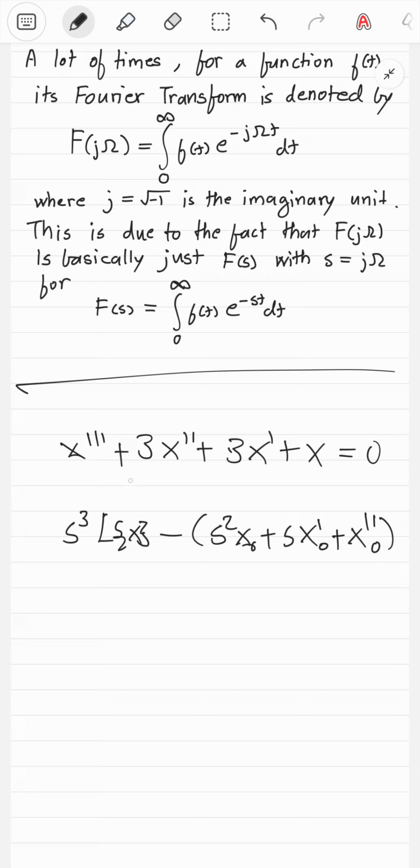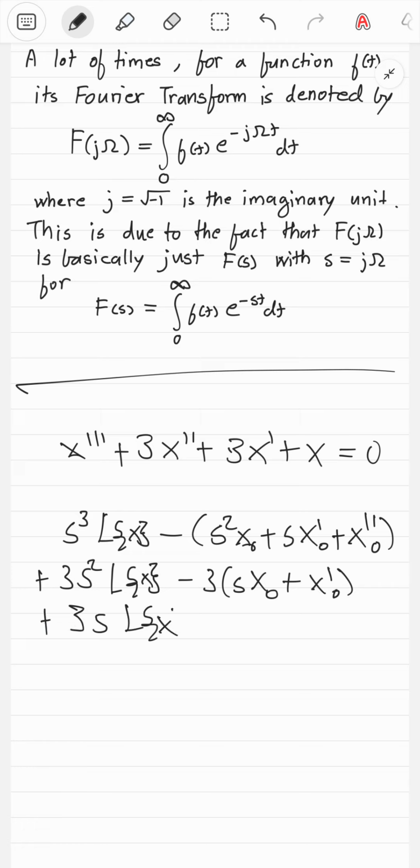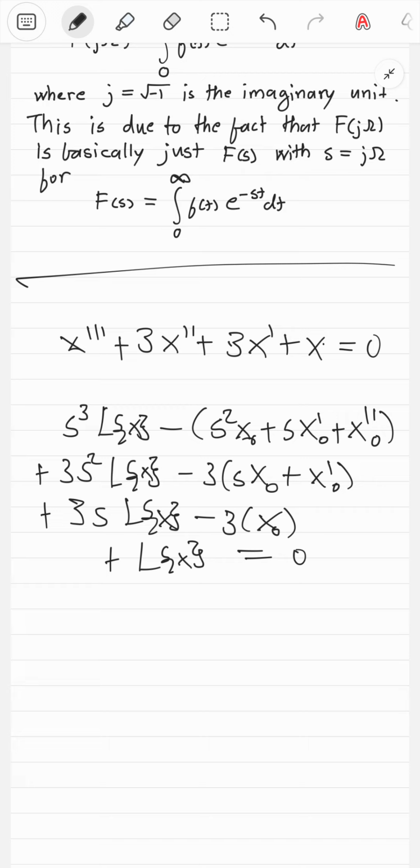Okay, then you take the Laplace transform of this thing, so it's plus 3s squared Lx minus 3 times all of this, s x0 plus x dash 0. Then the first order term: plus 3s Lx minus 3 x of 0. Am I going correct? I think I am. And then finally this thing, plus Lx, and that's equal to 0, of course, the Laplace transform of 0.